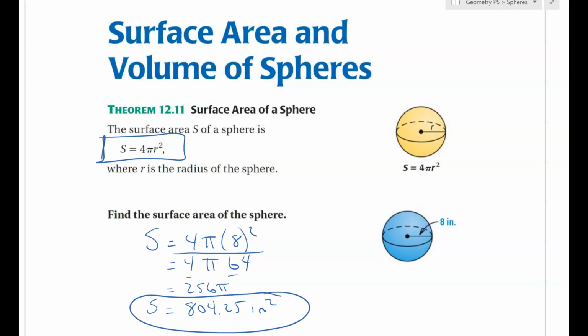Okay, so surface area. Again, remember what we're finding there, surface area, it's the skin. So think of a basketball. How much leather, how many square inches of leather, would I need to make a basketball? Okay, so that's kind of the idea.